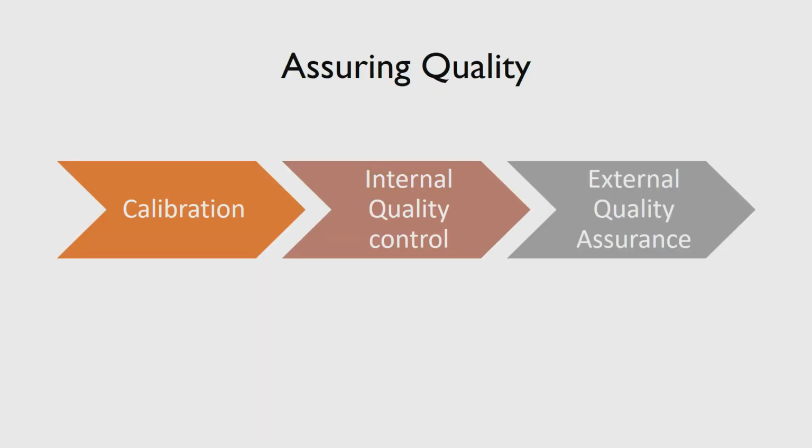So before launching the drug for clinical care, we have 3 processes which assure us the quality of the assay. So we have calibration, internal quality control, and external quality assurance. So in calibration, we will be going for traceability. Using traceable calibrators will help us to harmonize the assay between different methods and different instruments. In internal quality control, we will be looking for the precision of the assays. And in the external quality assurance program, we would be able to assure the accuracy of the assay.